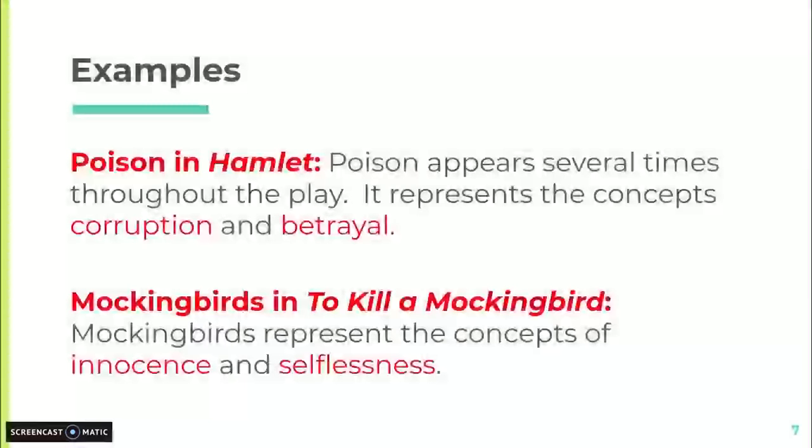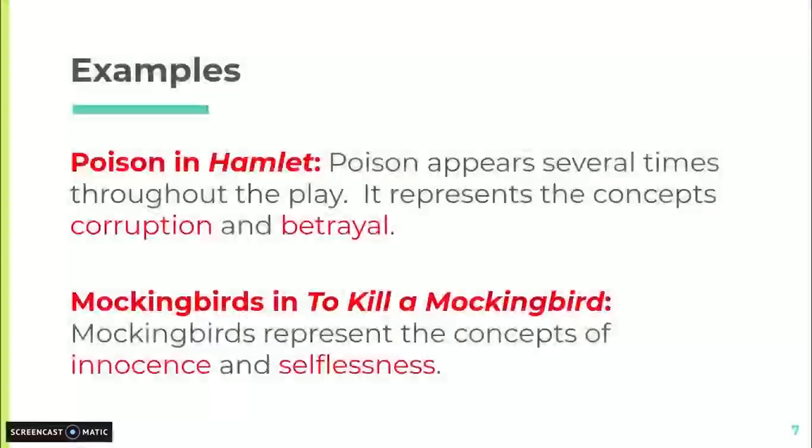Okay, so some examples here. Poison in Hamlet. Poison appears several times. It represents the concepts of corruption and betrayal. It corrupts our characters. It corrupts Laertes. It represents his corruption, his fall from grace, as well as Claudius's. And both of those characters betray people that they are close to, again, represented by their use of poison.